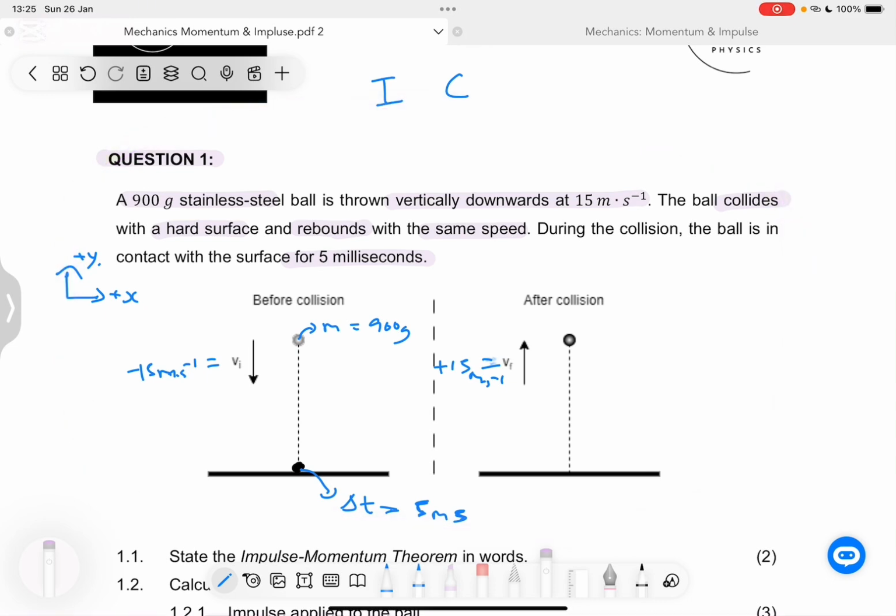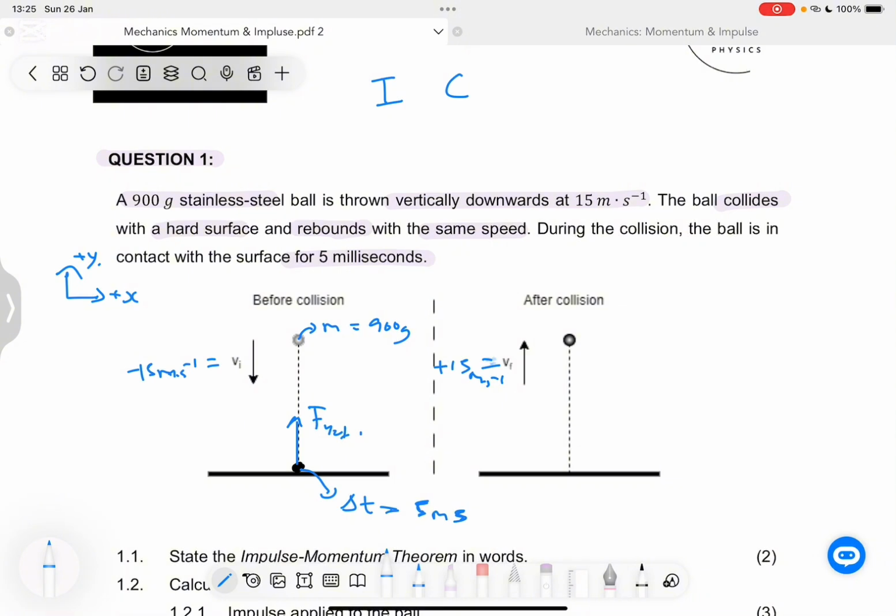I see this problem as the one that requires the concept of impulse and changing momentum. The reason why I'm saying that is because when the ball hits the surface, it collides with the surface, which will actually exert a force that goes vertically upwards. Hence, this ball changes direction and goes upwards because the surface exerts a force. And this force will be exerted over a time of 5 milliseconds. And it's a time varying force, which will average to a net force.